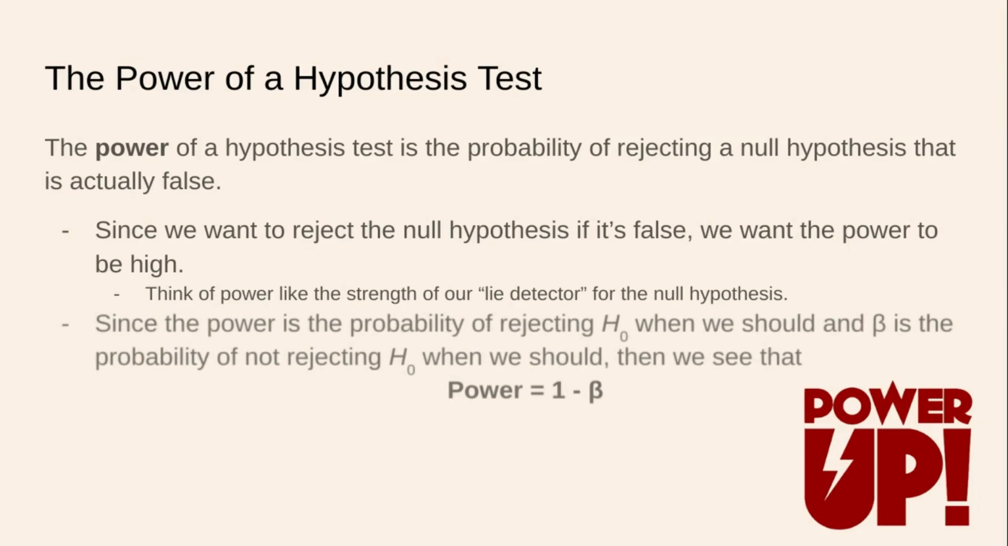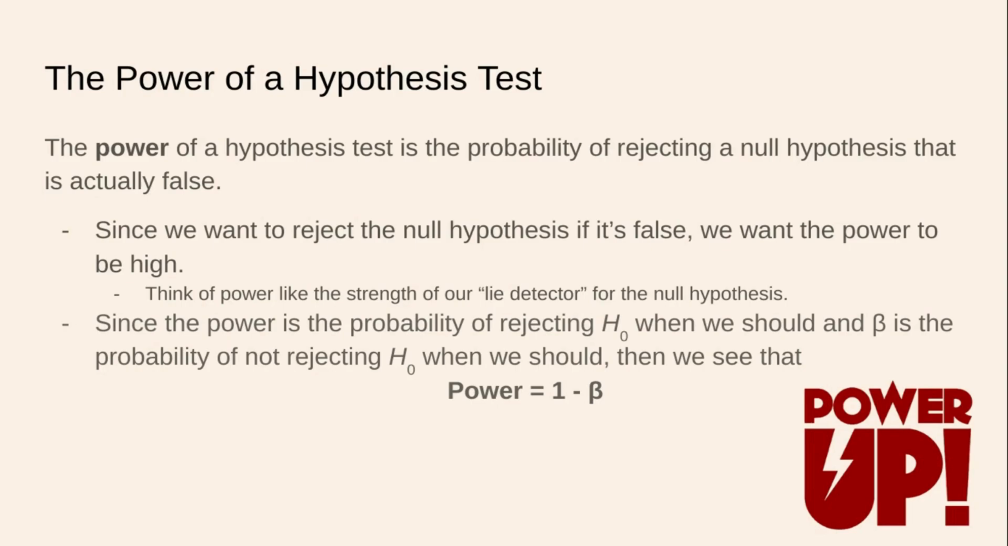Okay? Since the power is the probability of rejecting a null hypothesis when we should, and beta is the probability of not rejecting the null hypothesis when we should, there is a relationship we can find. The power is the complement of beta, and of course, vice versa, all right? Power is the odds we reject a null hypothesis when we should, and beta, the odds of type 2 error, is the probability of not rejecting a null hypothesis when we should.